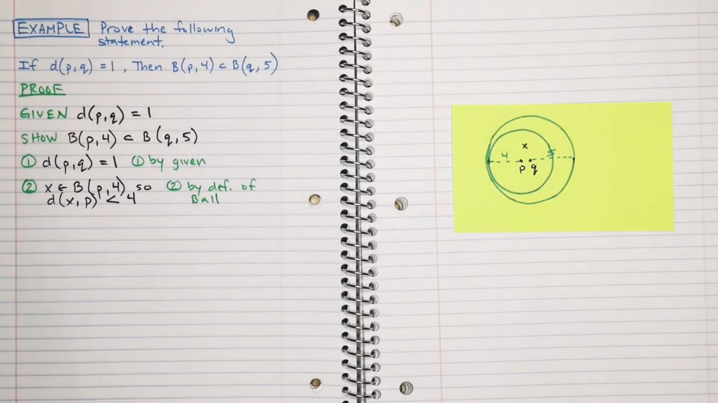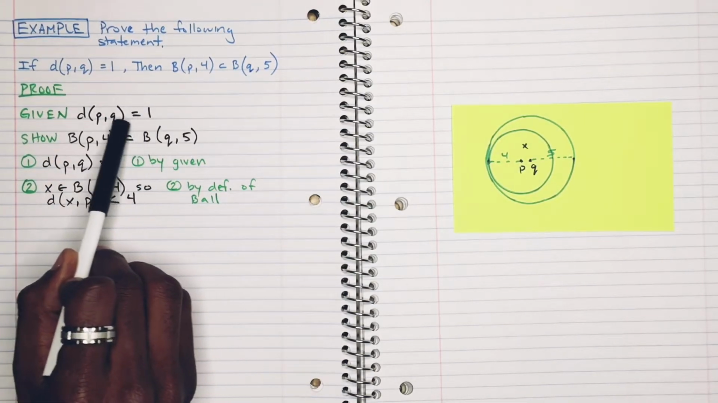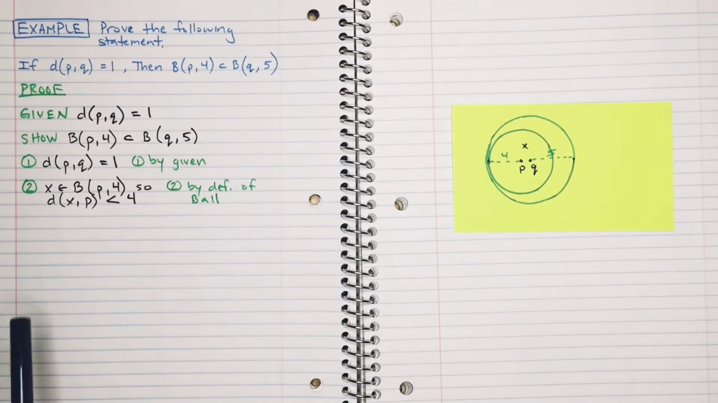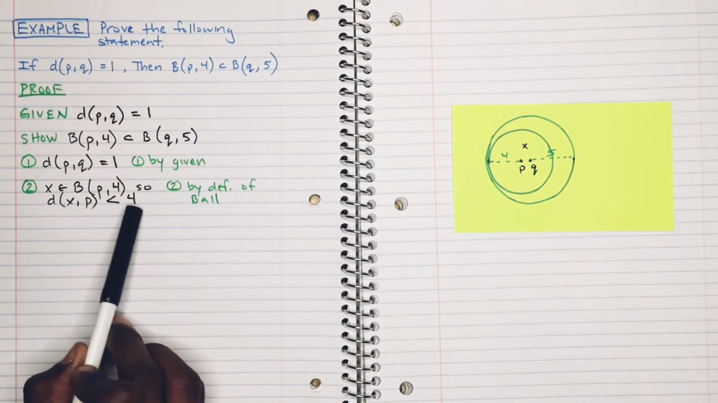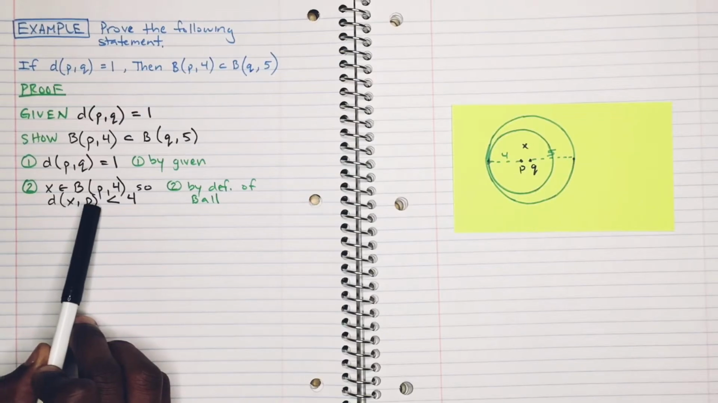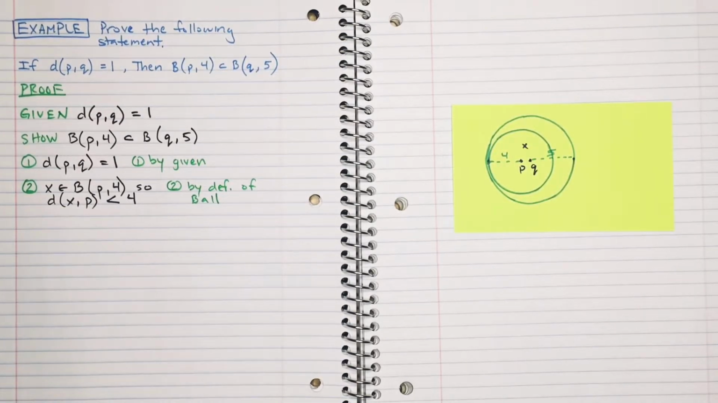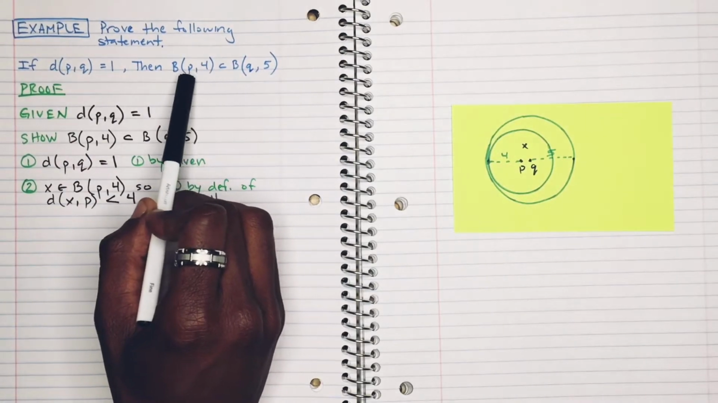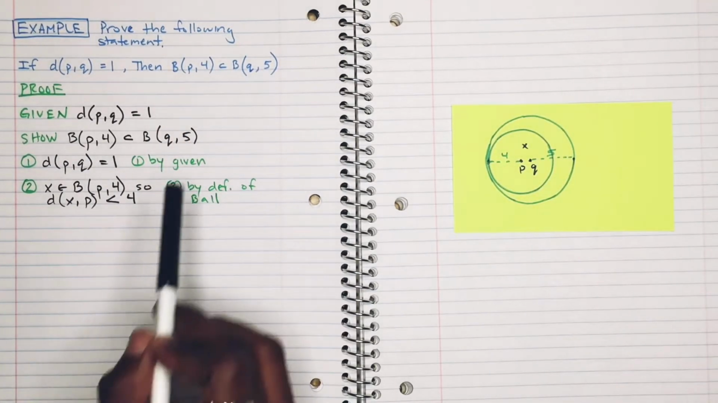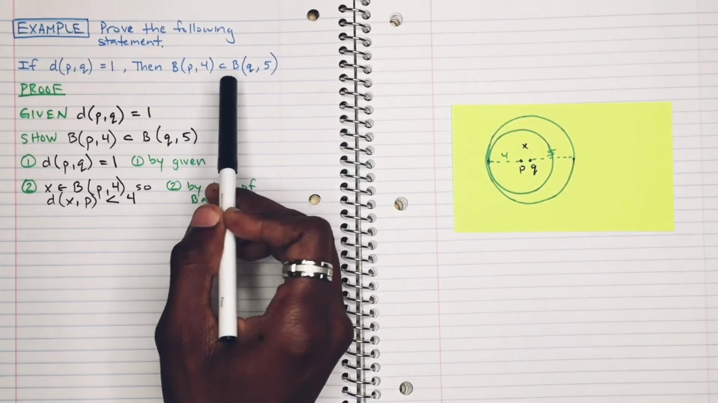ball. So now we're going to switch gears a little bit and use some information that you may already know. It's actually a formula that we're going to use to connect the distance that we have, which is this distance here from P to Q equal 1, and the distance that we now have just discovered, this distance from X to P, that must be less than 4. We're going to use those distances to show that the ball P is a subset. It fits directly inside ball Q.